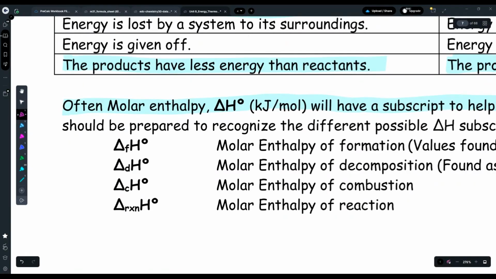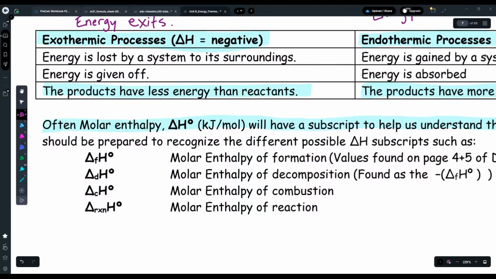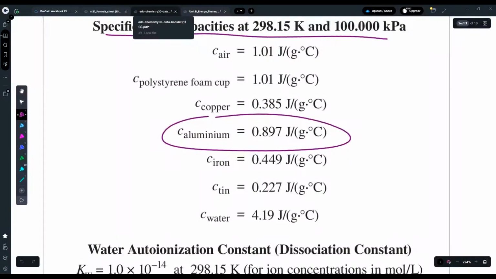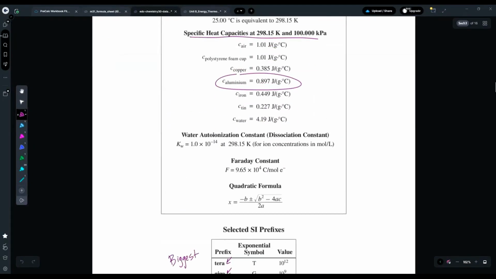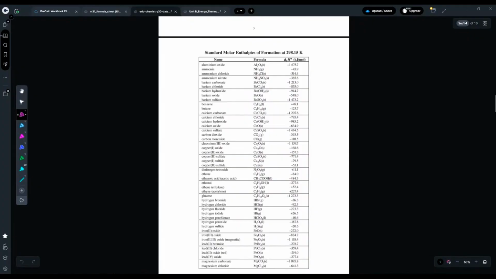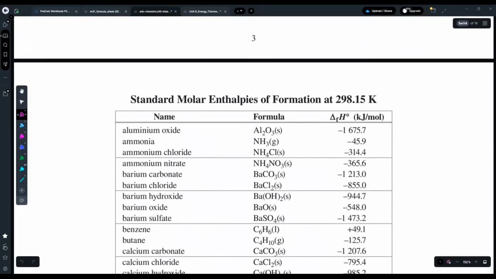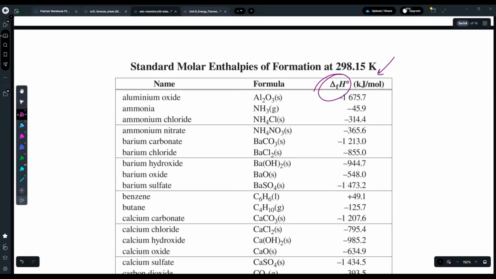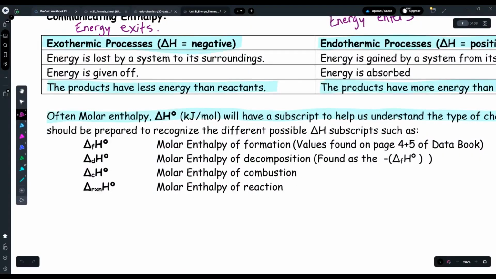If we have this little F subscript, that's the molar enthalpy of formation. Whenever you need your molar enthalpy of formation values, you can find them on pages 4 and 5 of your data booklet. Starting off on page 4, it says standard molar enthalpies of formation. All of these are molar enthalpy of formation, and they are all in units of kilojoules per mole. You're going to have to know this.